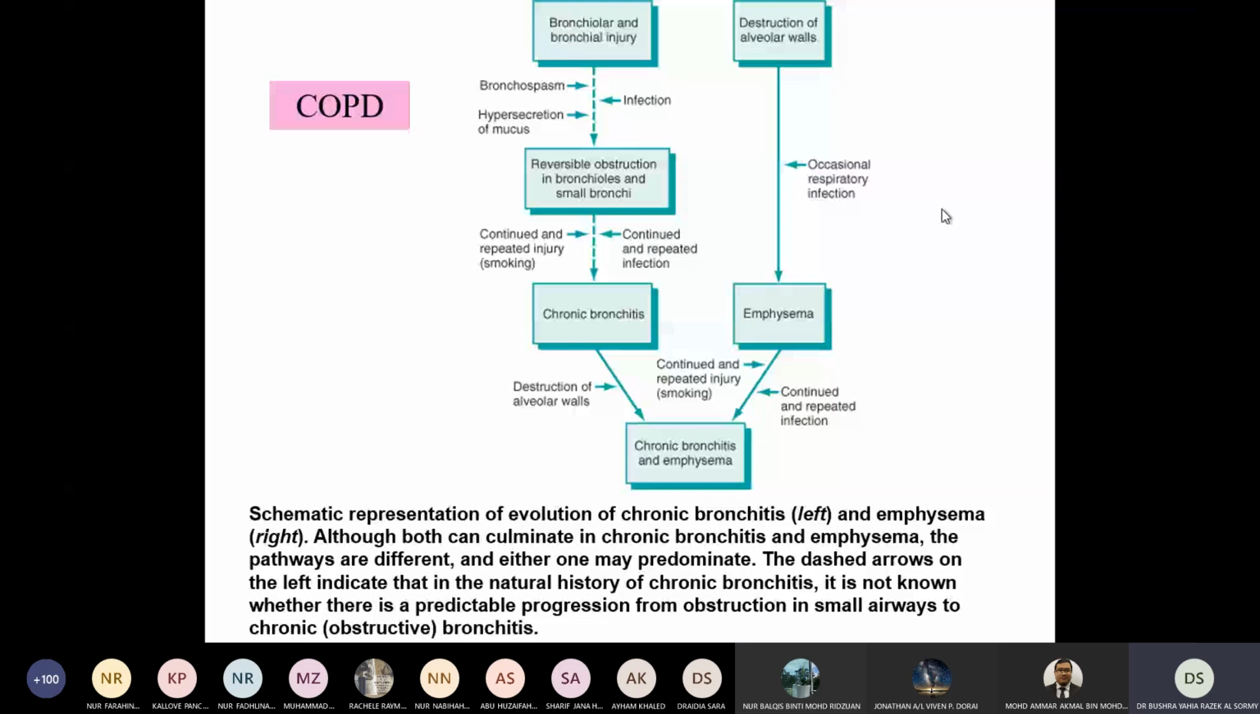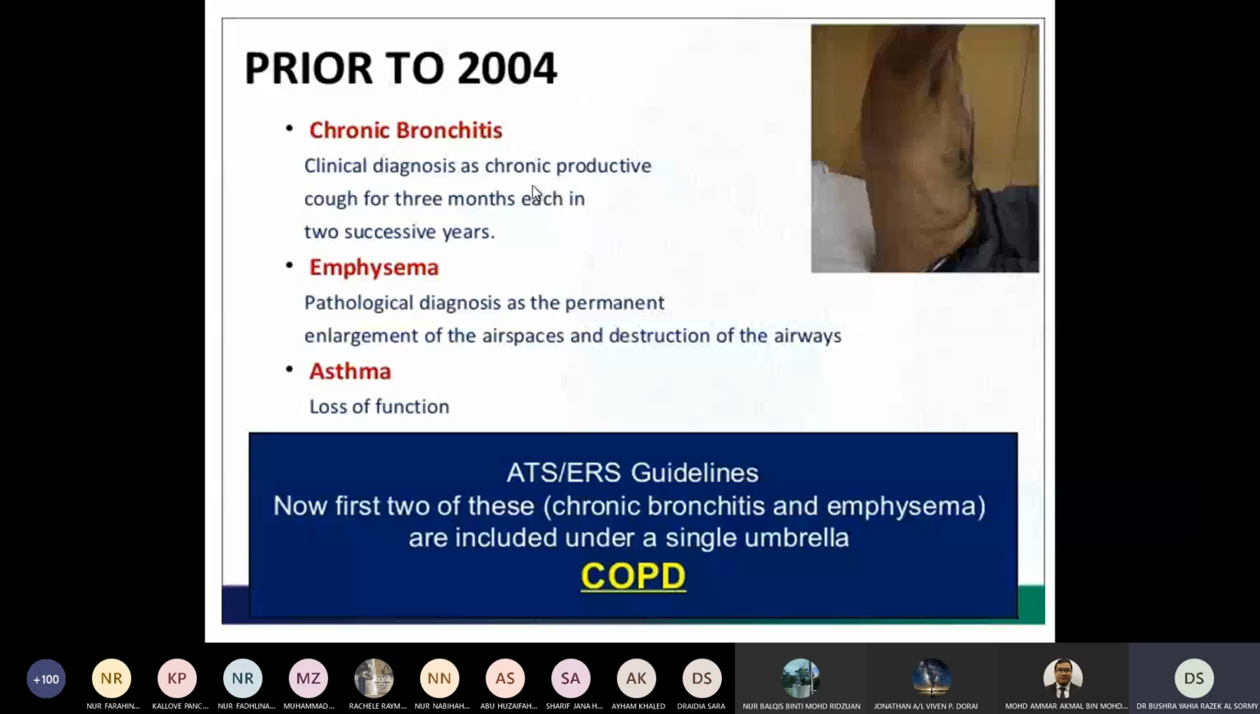Prior to 2004, chronic bronchitis was a clinical diagnosis, defined as cough for 3 months in each of 2 consecutive years, and emphysema was a pathological diagnosis, defined as permanent enlargement of airspace, also with loss of function. After that they put chronic bronchitis and emphysema together because they had the same etiology, under a single umbrella of COPD. Okay, any question?